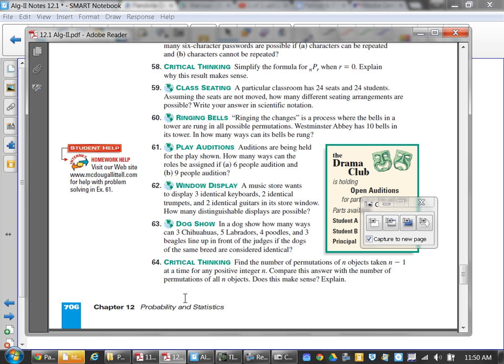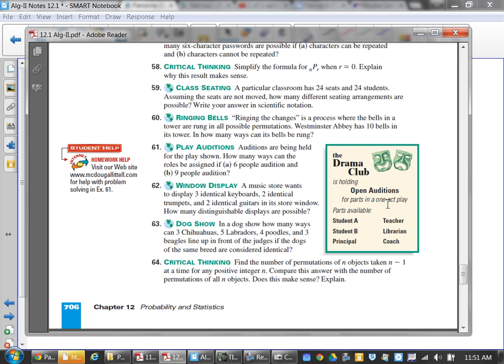Auditions. Does anybody see the thing to the right of where it says play audition? It says the drama club opens auditions for parts in a one-act play. How many parts are there? 6. So if 6 people audition, how many different ways can all 6 of them get a part? Well, that's just 6 factorial, which is 720. The next one is a little bit different.